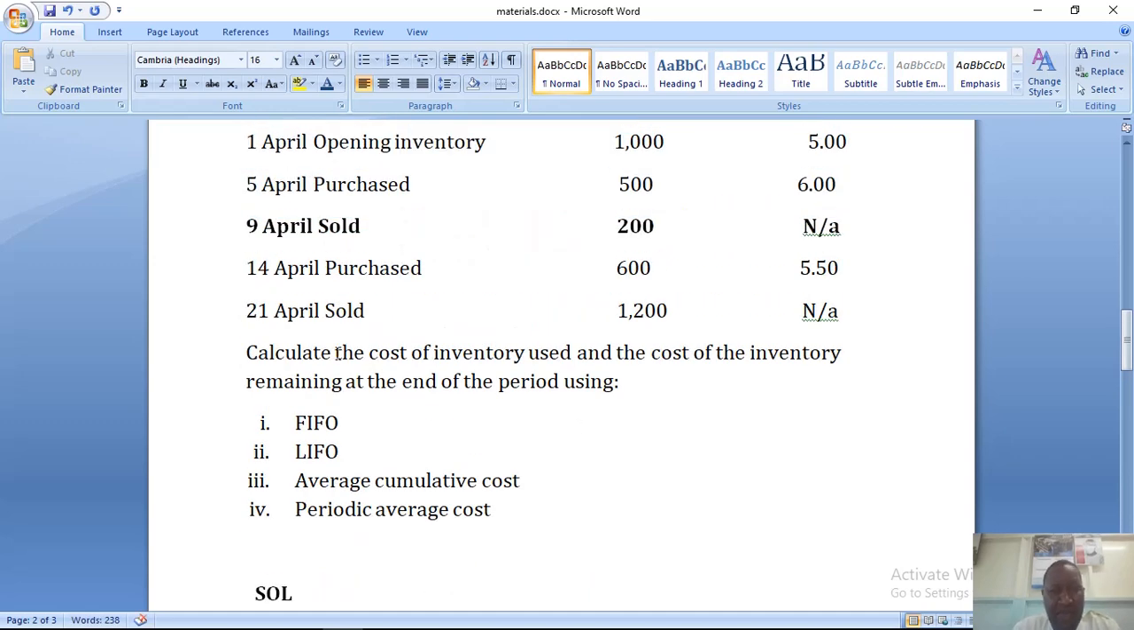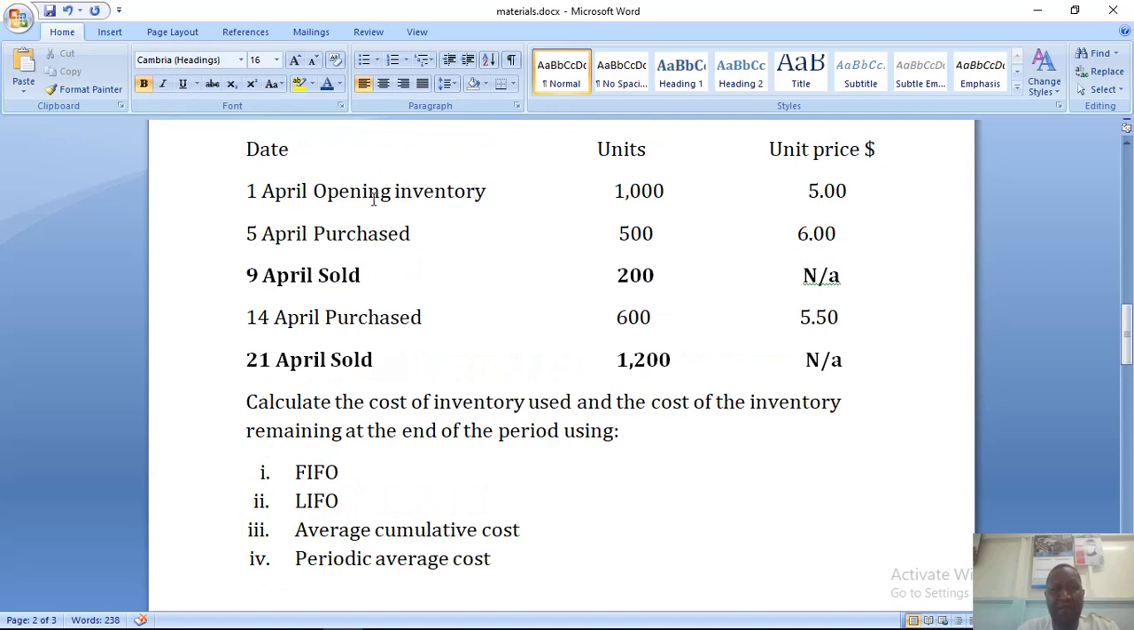We have another issue that is happening, or another sale, on the 21st of April. 21st of April is a sale of 1,200 units. So 1,200 units should come from the earliest consignment that we have. Remember, we've already removed 200 units from the 1,000 opening inventory, so we should be remaining with 800 units there, plus the other 500 units. But the first units to go out under FIFO, first in, first out, is the remaining 800 units from this consignment, the opening inventory.